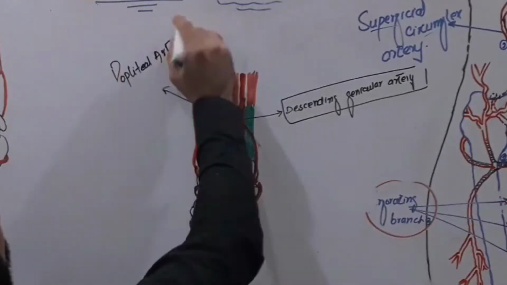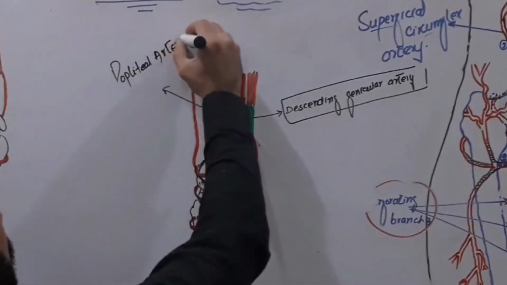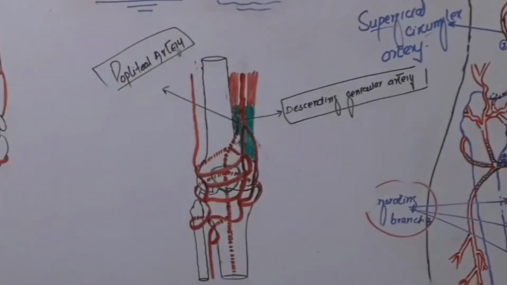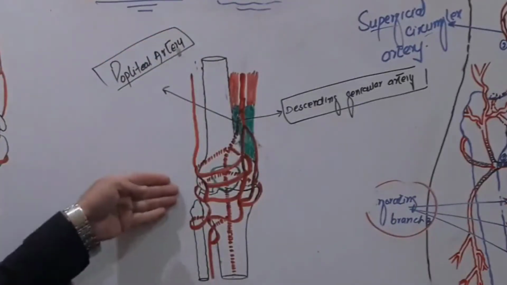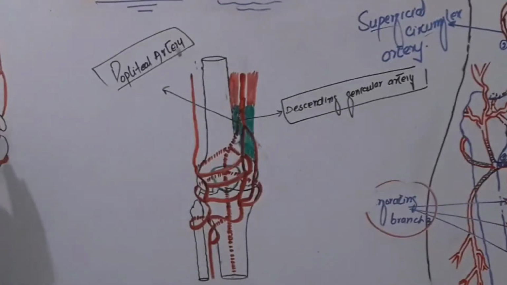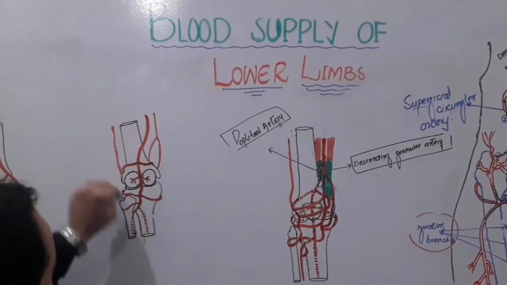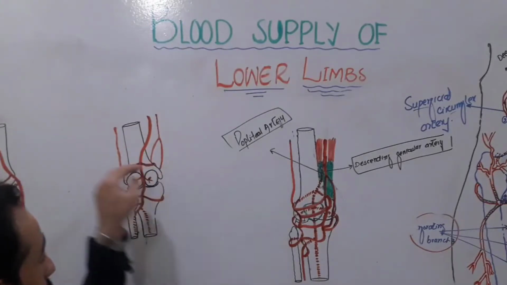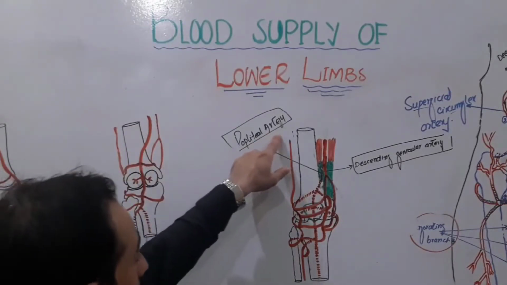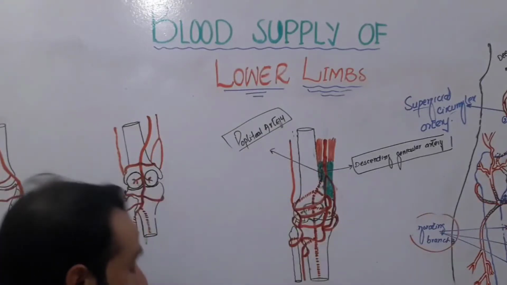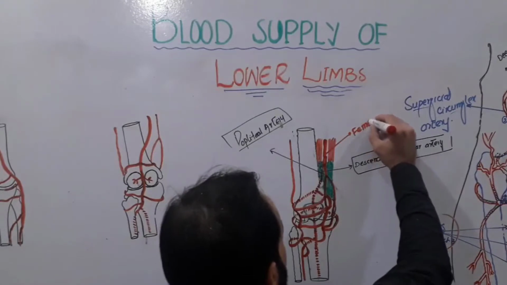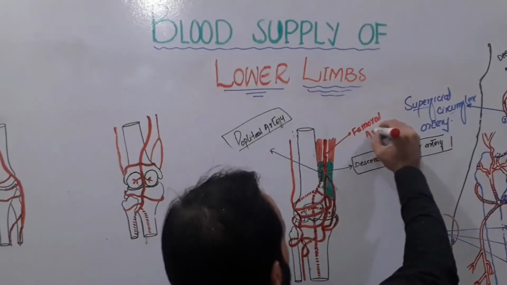popliteal artery. Popliteal means the fossa behind the knee joint. This is called the popliteal region. The fossa which is present behind the knee joint, this part, this is the posterior view, is called the popliteal fossa. So the artery which is going to the popliteal fossa is called the popliteal artery. So the femoral artery, this one is our femoral artery. Let us name it also, this is the femoral artery.